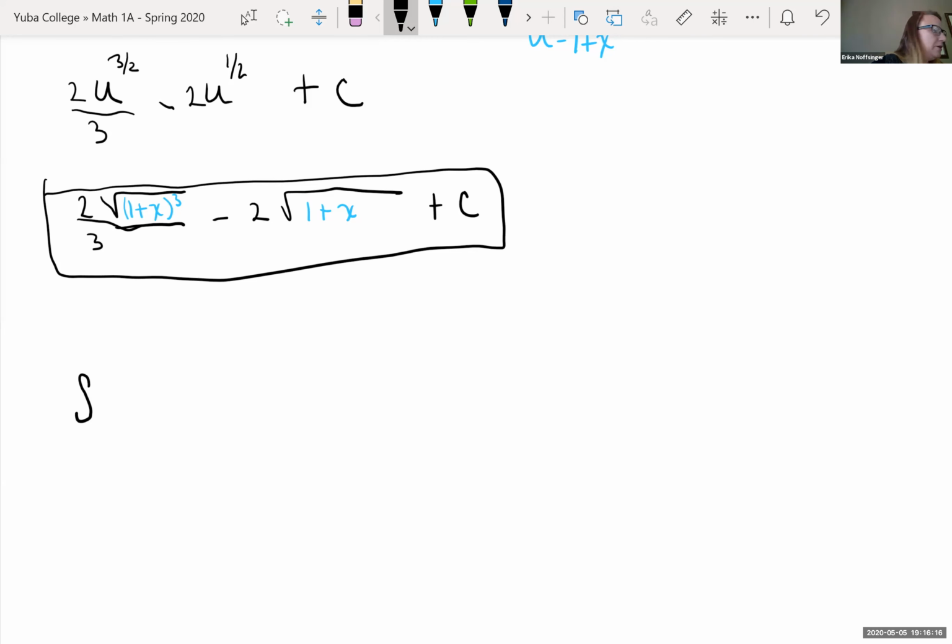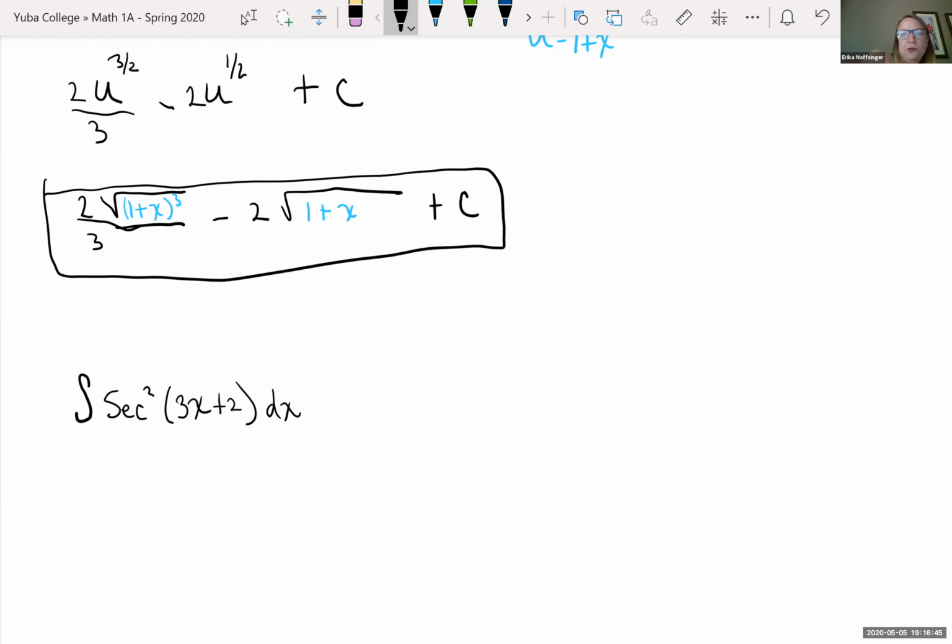So let's say you had secant squared of 3x plus 2 dx. Okay, so I know what the derivative of secant squared u is, or secant squared x, but I don't know what it is with this 3x plus 2 in here.